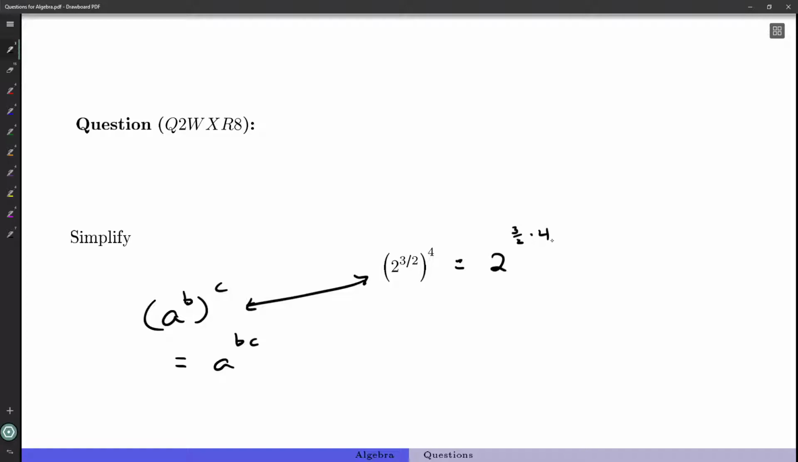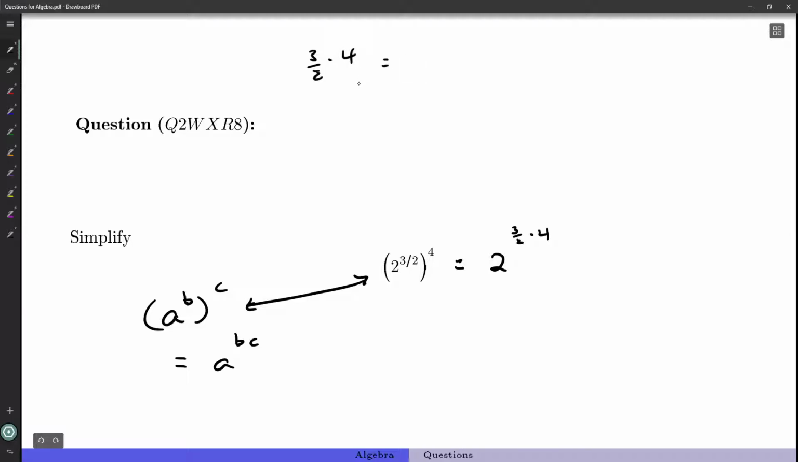Okay, now what's 3/2 times 4? Well, depending on our comfort level, we might just say, okay, 3 times 4 is 12, divided by 2 is 6. But if we're not there, that's okay. Let's just work off on the side. 3/2 times 4. What do we do?